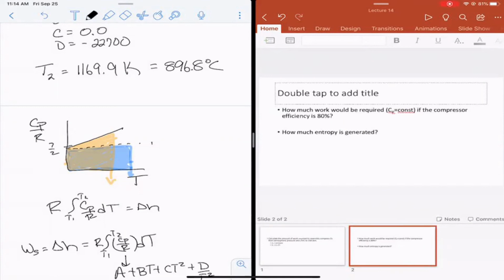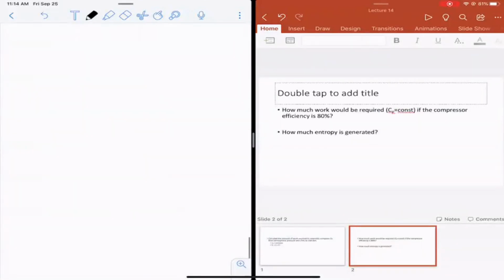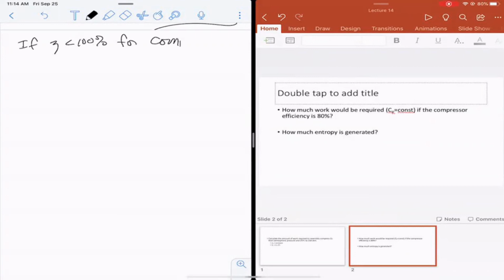So then let's ask a slightly different question. How much work would be required if the compressor efficiency was 80%? And if the compressor is not operating at 100% efficiency, it's at least implied that entropy is going to be generated. Okay. So let's think about this a little bit. What would happen if our efficiency is less than 100%, and how is that going to influence the calculations that we do? So when the efficiency of a compressor is less than 100%, what does that actually mean?